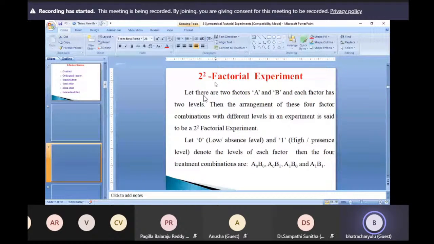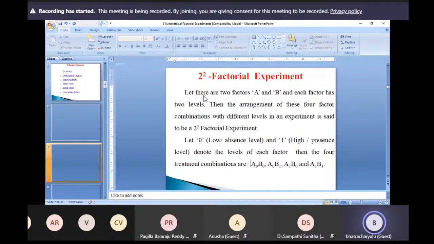Now I'm explaining the 2 square factorial experiment. Let there be two factors A and B. Each factor has 2 levels. A has a 0th level, the low level, and a high level, or absence and presence, so 0 and 1. B factor also has 2 levels, 0 and 1. I indicate them as A0, A1, B0, B1. Now I write the different possible combinations: A0B0, A0B1, A1B0, A1B1.